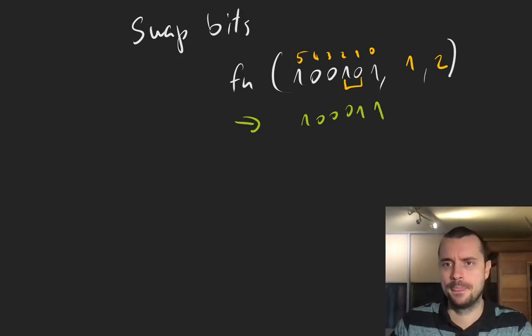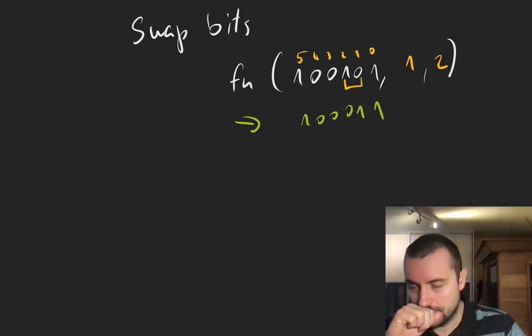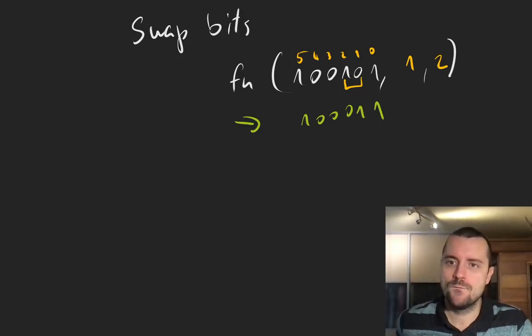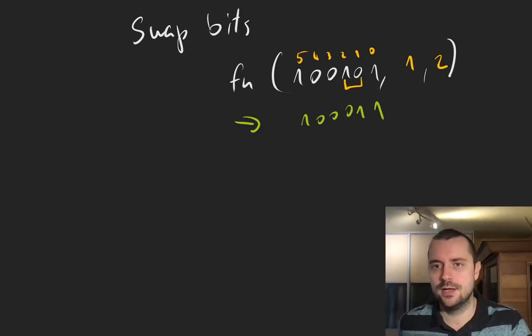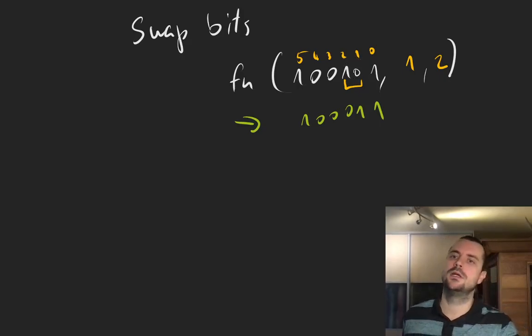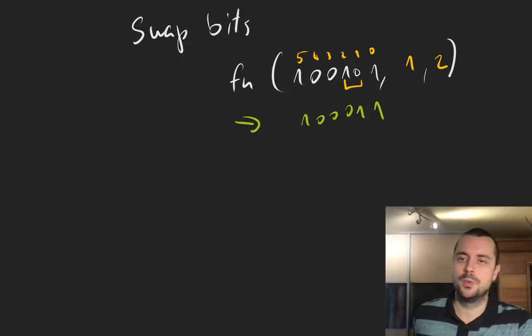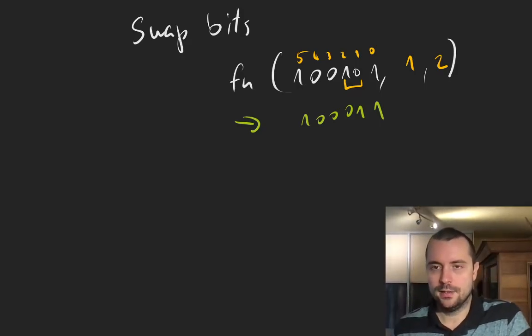All right. Okay, so the first thing we notice is if we have here, let's say 1 1 or 0 0, we don't actually need to do anything, right? Yeah, but if the numbers are different, then we need to swap them. Okay, so how would we do this?